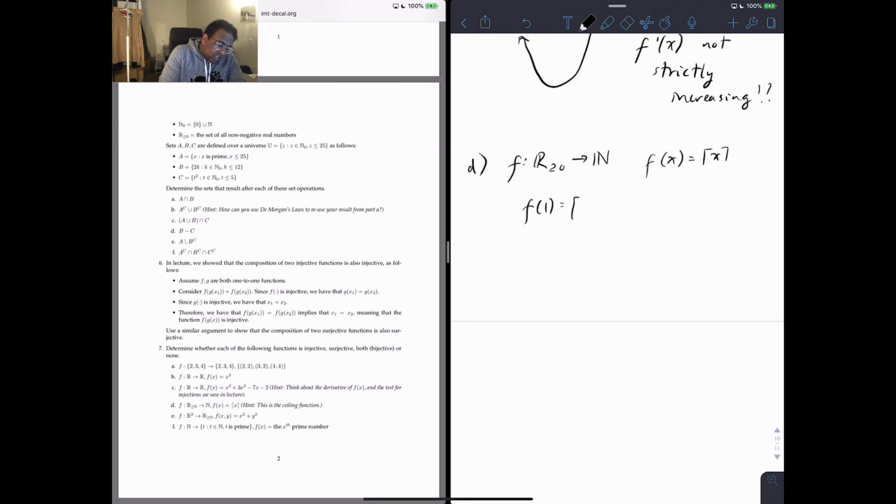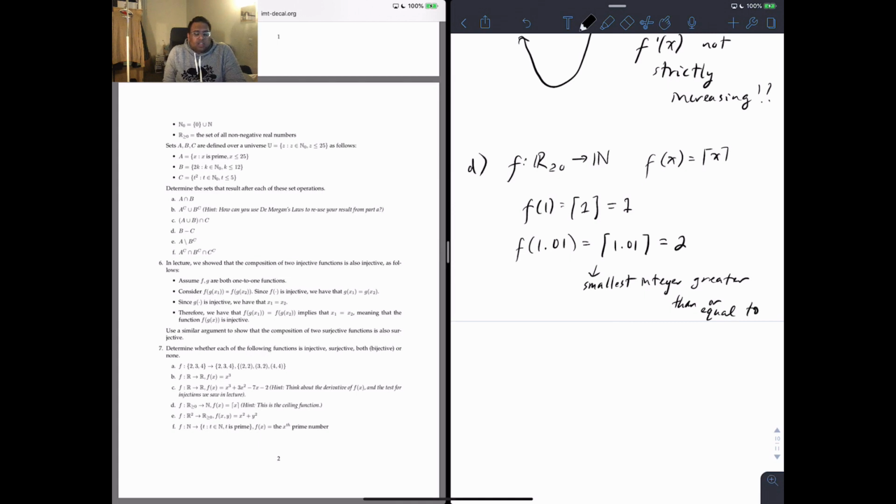Okay, so for example, the ceiling function of 1 will just be 1. But the ceiling of 1.01 will be equal to 2. So another way of thinking of the ceiling function is the smallest integer that's greater than or equal to. Okay, so for example, the smallest integer greater than or equal to 1 is just 1 because 1 is equal to 1. But the smallest integer greater than or equal to 1.01 is 2. Okay, so it essentially rounds up to the next closest integer.